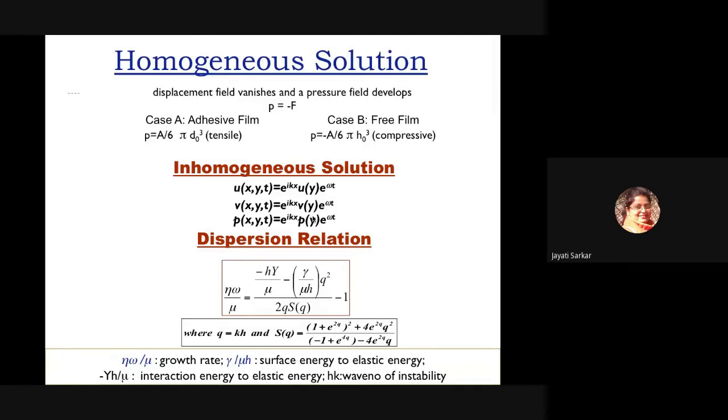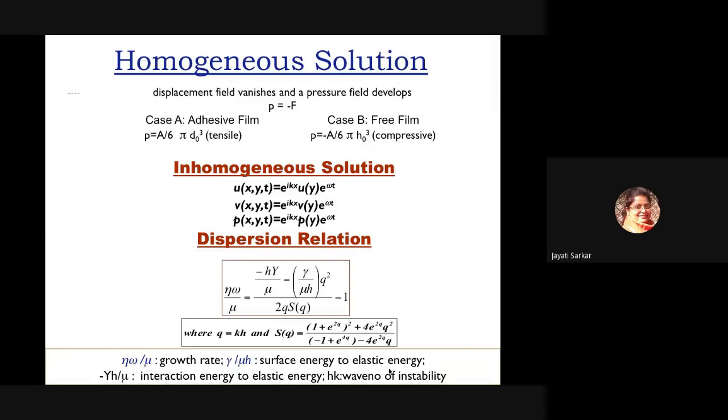So here we are taking it, and we take a dispersion relationship out of this, and in this dispersion relationship we can see that there are certain non-dimensional quantities coming into play. One is the growth rate, which is eta omega by mu. All these are non-dimensional numbers which we can understand to be the ratios of equivalent quantities. Gamma by mu h is the ratio of surface energy to elastic energy, minus yh by mu is the ratio between the interaction energy and elastic energy, and hk is the wave number of instability.